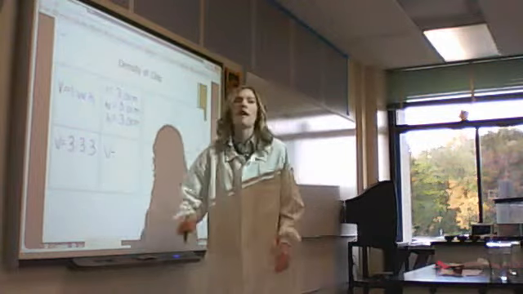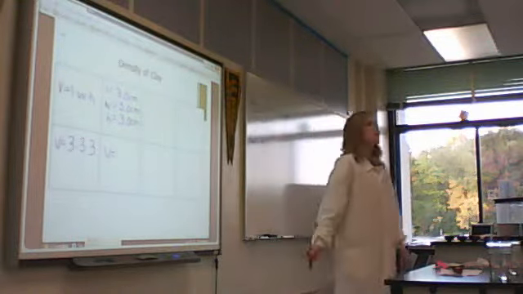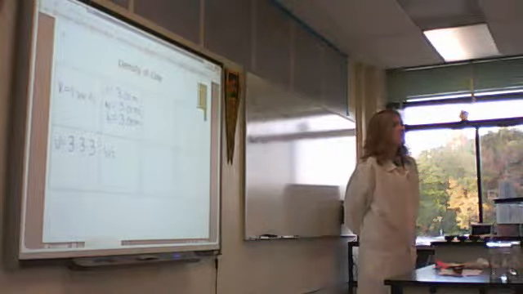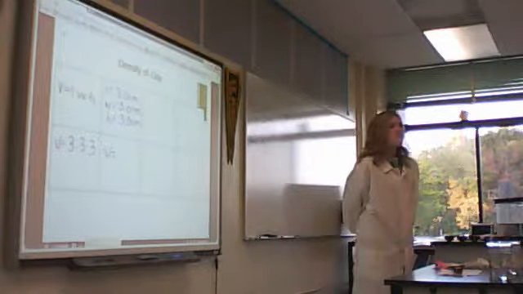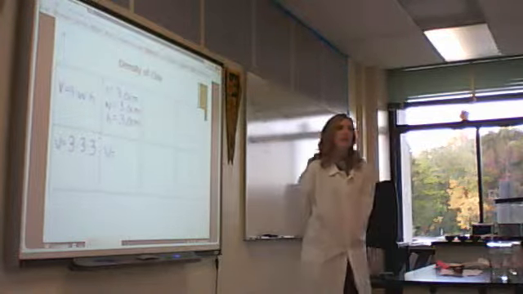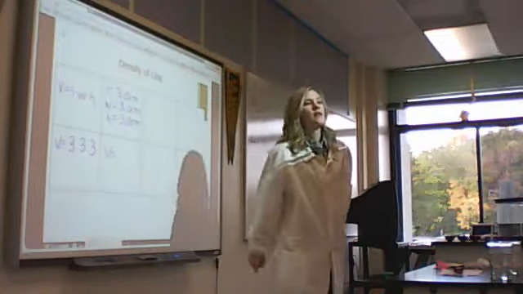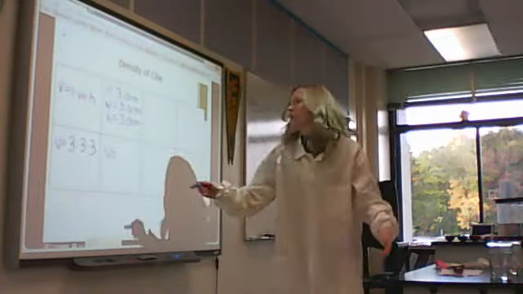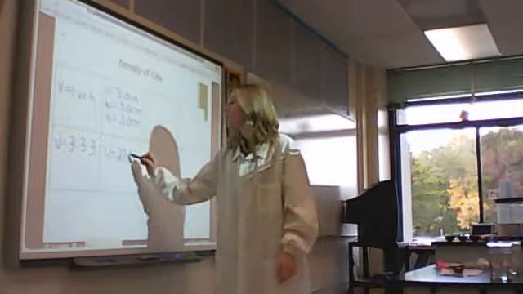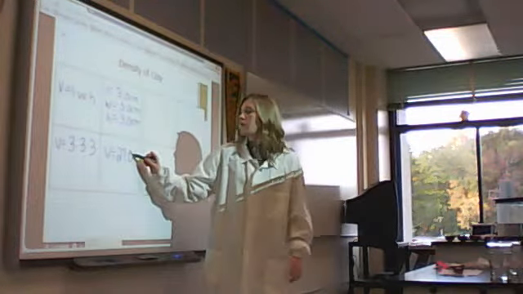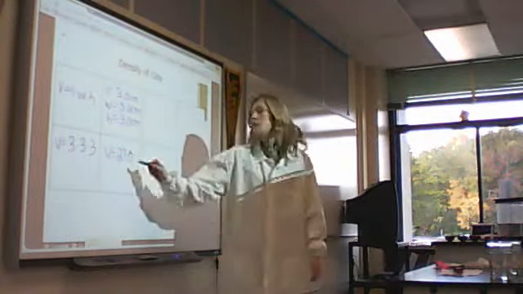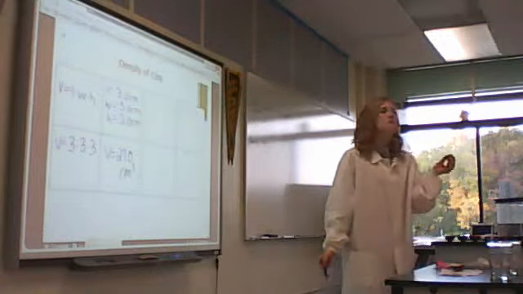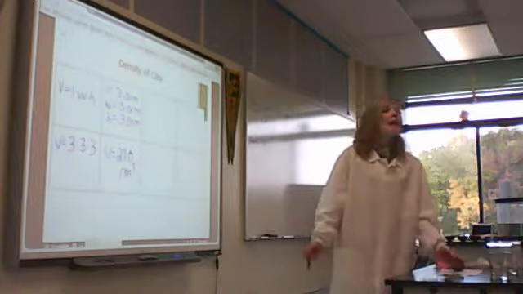So what should our volume with units be? What is 3 times 3 times 3? Jacob. 27. What's our unit for volume? Centimeters what? Cubed. All right, so now I know that the volume of this clay cube is 27 centimeters cubed. Cool. Now I want to find the density.